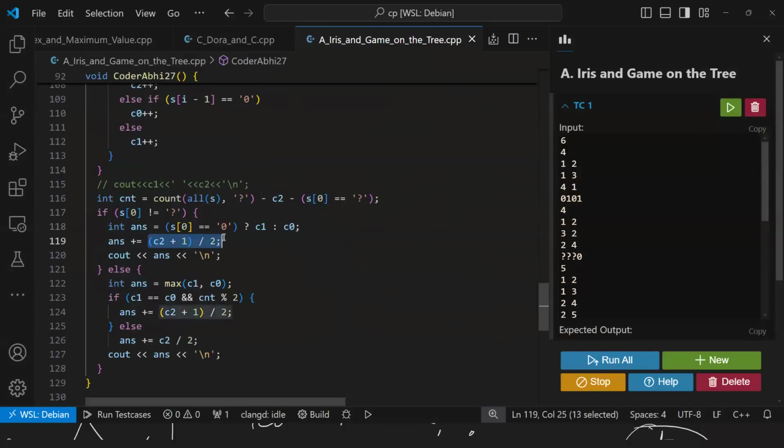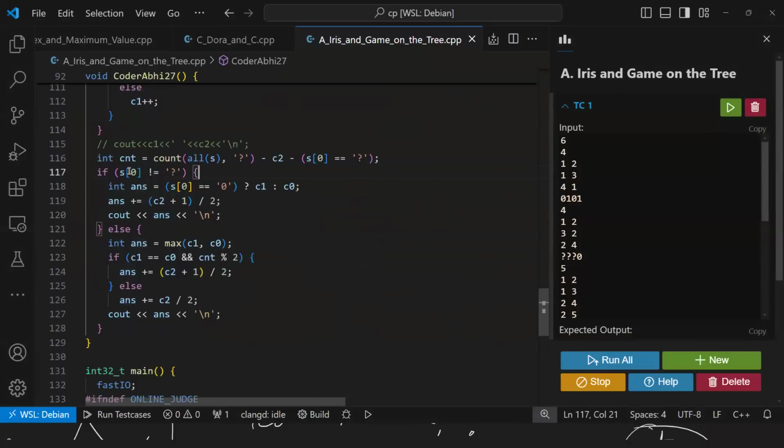And to calculate the ceil of C2 by 2, I can write (C2 plus 1) by 2, because this division is an integer division for two integers. So if it would be odd and I do plus 1 by 2, it would give me the ceil. So, and I print out my answer.